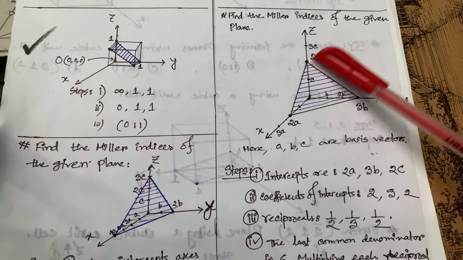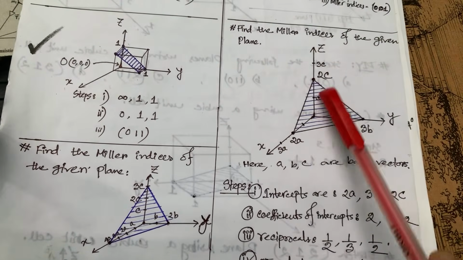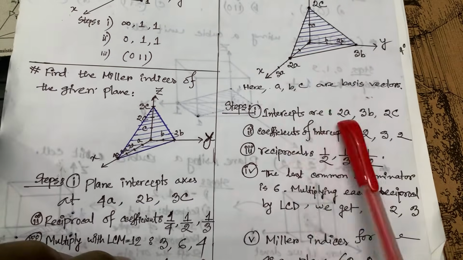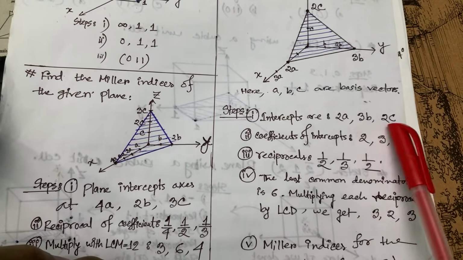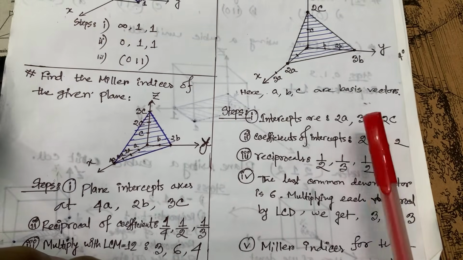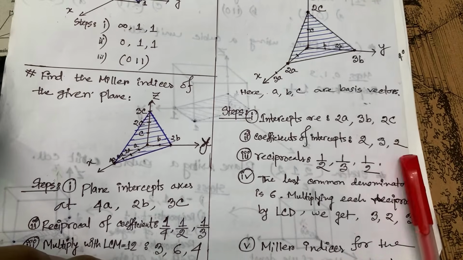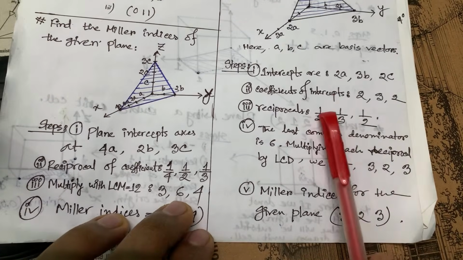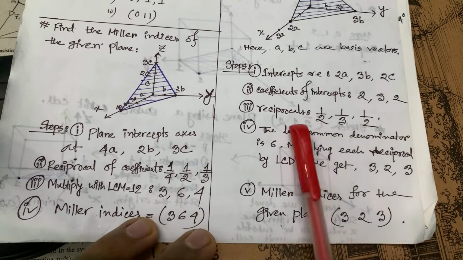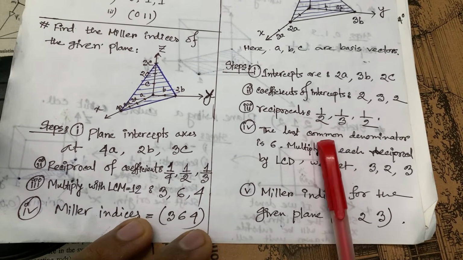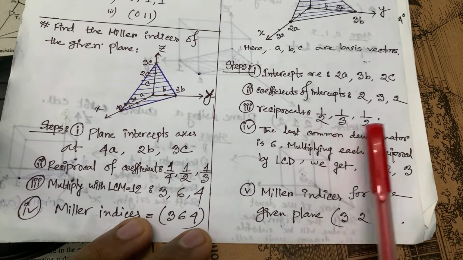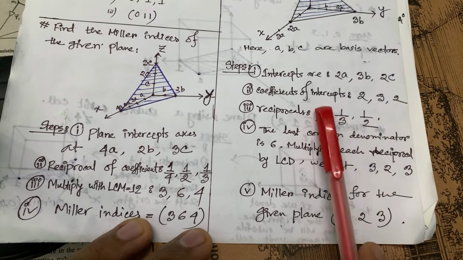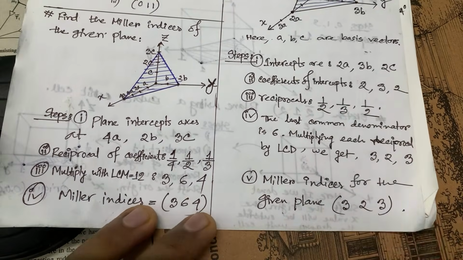So there you go. I am showing you another problem from Miller indices. This is the plane which cuts x-axis at 2a, y-axis at 3b, and z-axis at 2c. So intercepts are 2a, 3b, and 2c. You take the coefficient of 2a, which is 2, 3b, which is 3, 2c, which is 2. Then take the reciprocal. You see, these are fractions. You can't say these are Miller indices. So we take the LCM of these denominators, which is 2, 3, and 2. The LCM of 2, 3, and 2 will be 6, right? So multiply each of them with 6, you get 3, 2, 3. That is the Miller indices, guys.